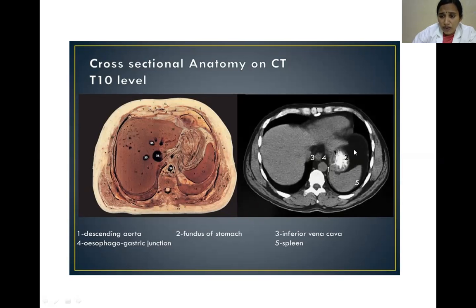Okay. So in between the fundus of the stomach and the dome of the diaphragm, which dome? Left dome of the diaphragm. So this viscus is nothing but the spleen. Okay. So at the level of T10 vertebra, you are going to see the three abdominal viscera. One is the right lobe of the liver. Next, the cardiac part of the stomach or the cardiac junction, and the spleen. Okay.